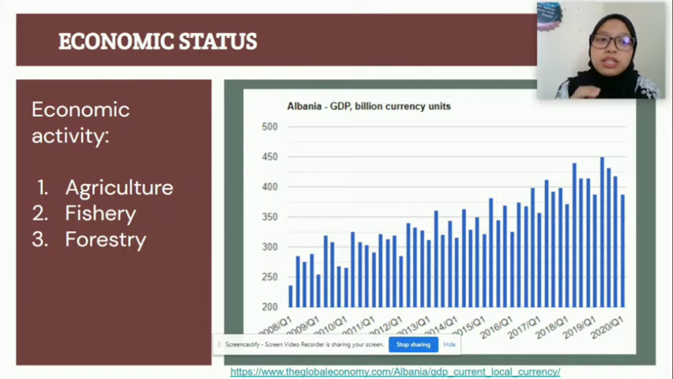Okay, so these three sectors contribute a lot to the Albanian country and GDP.